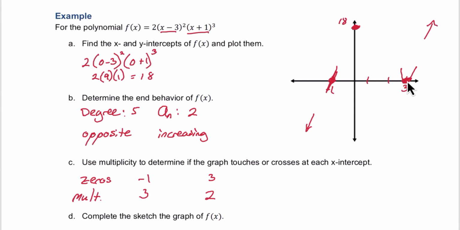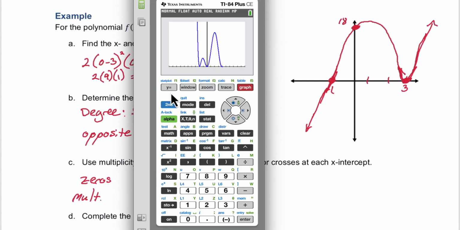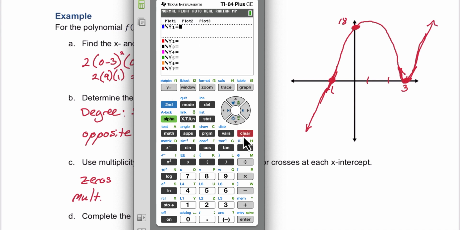So finally we can just connect these end behaviors, and then -1 is going to come up to 18. There's going to be a max somewhere. Again, we're just approximating where that max is, and then it has to come back down to bounce off the 3. Again, if we wanted a more accurate graph, we could always throw it into the calculator.